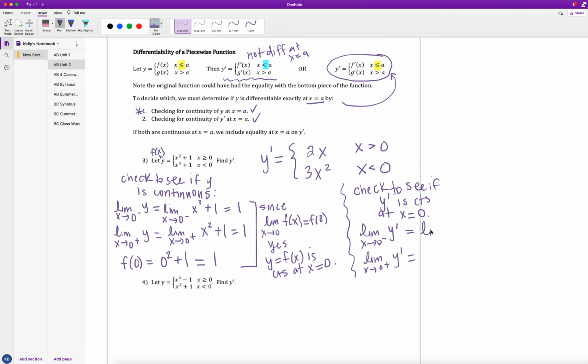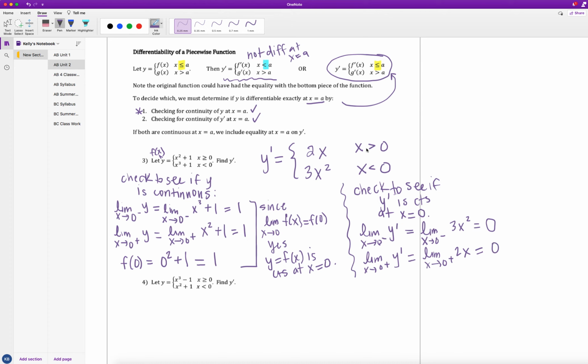So let's check these. If we're doing the limit as x approaches 0 from the left first, we want to use the bottom function here, that 3x squared. That can be a direct substitution, and we'll end up with 0 squared times 3, so I'll end up with 0. We can do the limit from the right. That will use that 2x function, which also can be a direct substitution. We'll get 2 times 0, so we'll end up with 0. So in this case, the limit from the left does equal the limit from the right.